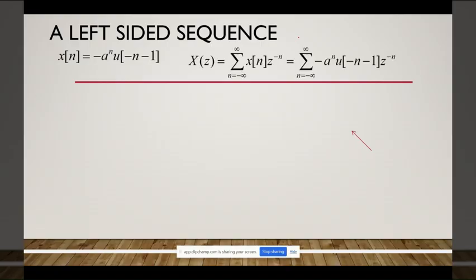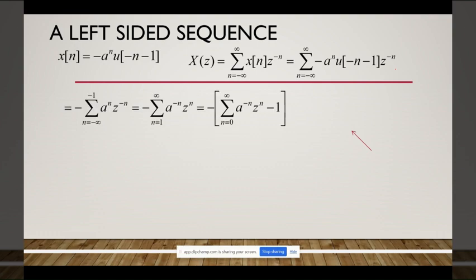So this goes from minus infinity to plus infinity, it will become minus infinity. If we substitute it like this, instead of x of n, if we substitute minus a power n u of minus n minus 1, what happens? Can you predict? Now the limit will be from minus 1 to minus infinity, because the nature of u of minus n minus 1 is like that. So on interchanging the limits, we'll get the opposite sign.